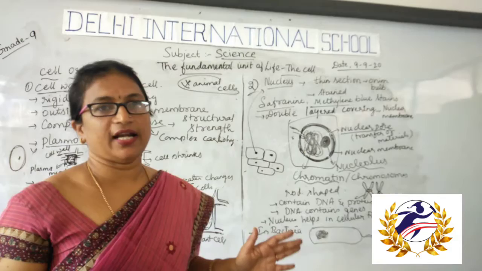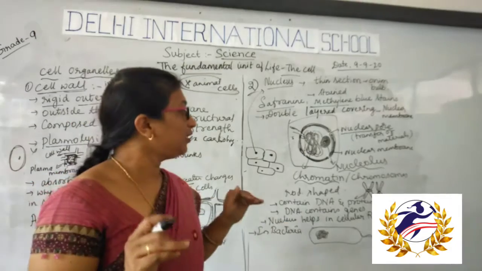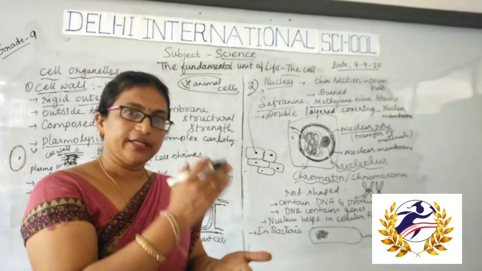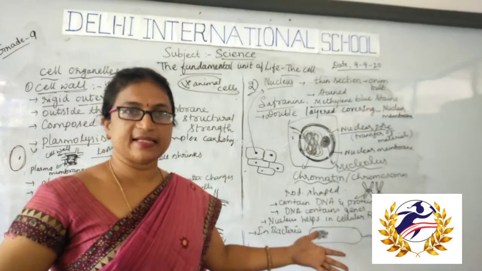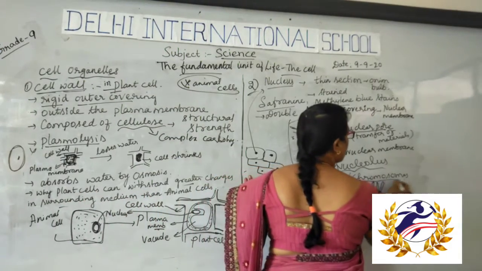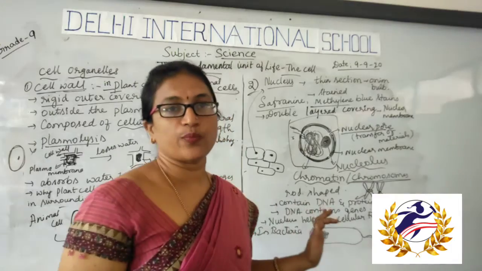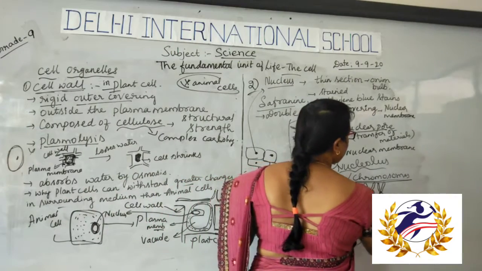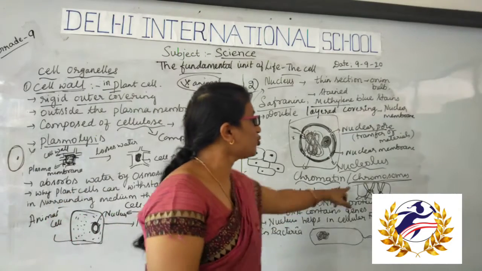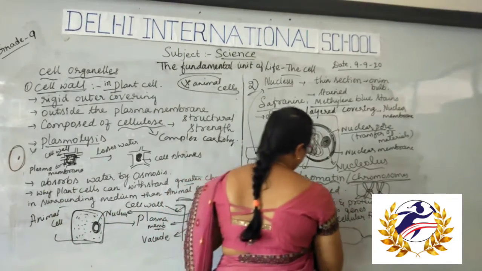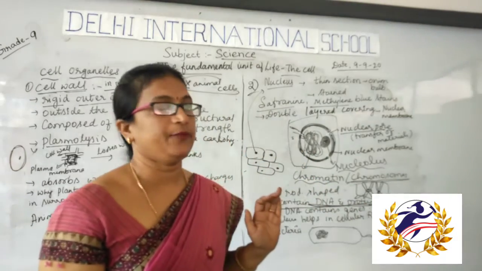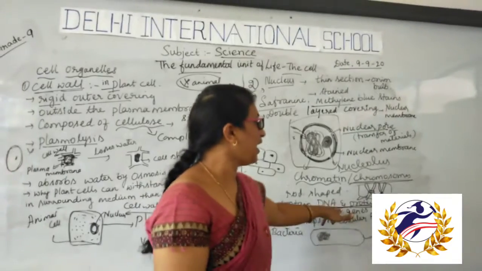So when it is not dividing, it is in network form. But when the process of dividing takes place, when one cell reproduces into two cells, four cells, during that division process, it is converted into a rod-like structure called chromosomes. These chromosomes contain the very important inheriting materials called DNA and proteins.